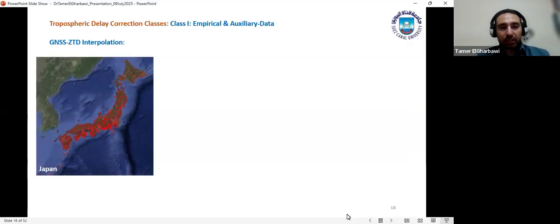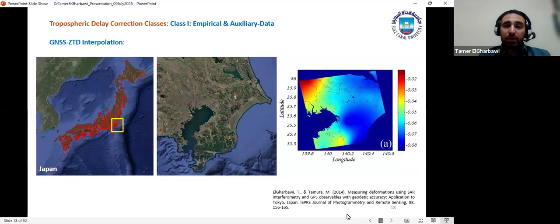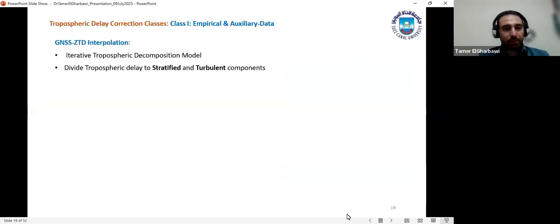Here in Japan, we can see that it is covered by the GeoNet network, the GNSS network in Japan called GeoNet. When we focus on the Chiba region, we can see that using only the atmospheric delay observed by GNSS, we can make a nice correction just by direct interpolation between the GNSS observations, using kriging or inverse distance weighting, especially when we have a flat terrain or not very rough terrain.